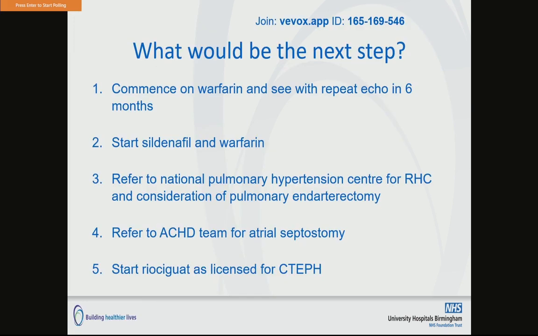So what would the next step be? Would you commence on warfarin and see with repeat echo in 6 months, because the TRV max wasn't that high? Would you start sildenafil and warfarin? Would you refer to the National Pulmonary Hypertension Centre for right heart cath and consideration of pulmonary endarterectomy? Would you refer to the ACHD team for atrial septostomy? Or would you start riociguat because you know it's licensed for CTEPH?